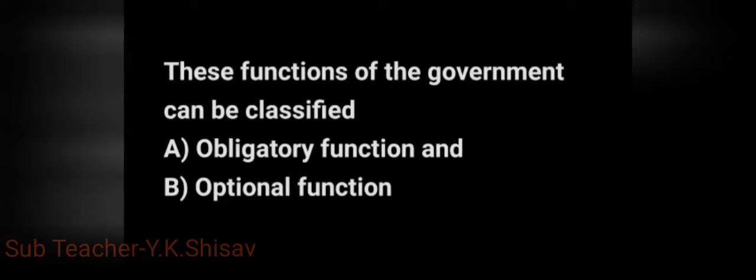So students, the functions of the government can be classified into two types. First is the obligatory function. That means protection from external attacks, maintaining internal law and order, etc. are obligatory functions of the government. Second classification is optional function. Provisions of social security like pension and other welfare measures etc. are optional functions of the government.